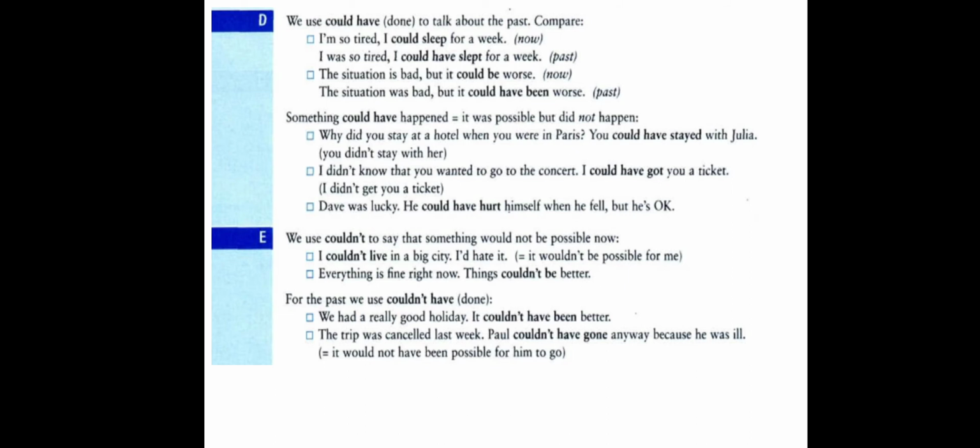Example number 2, the situation is bad, but it could be worse. The situation is bad, and "is" indicates now, in the present. So we use could for possibility. Now, could is followed by the base form. So it becomes it could be worse.